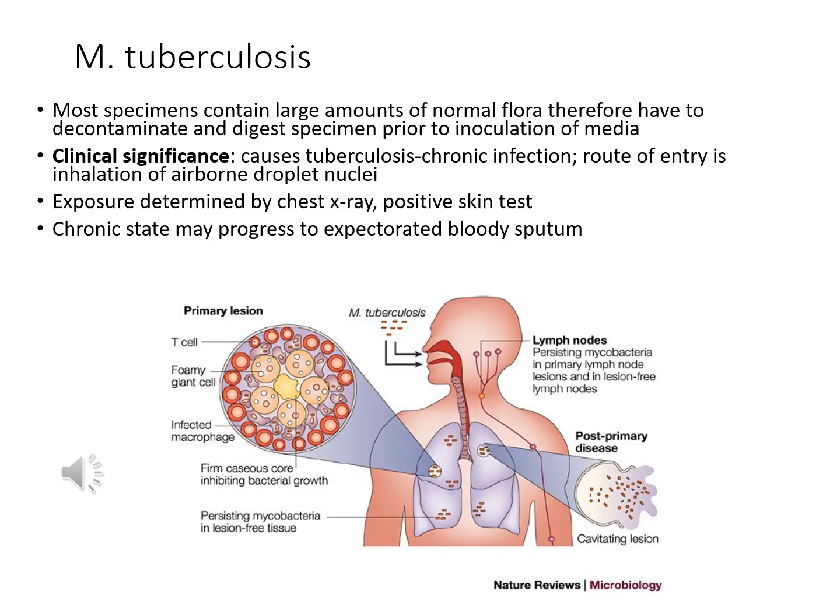Mycobacterium tuberculosis causes tuberculosis, a chronic infection. The route of entry is inhalation of airborne droplet nuclei, so much higher levels of precaution for not creating an aerosol as you work are needed. Exposure is determined by chest x-ray, and lots of times they'll use a positive skin test as well. A chronic state may progress to an expectorated bloody sputum. So if they've had it for a while, the sputum that you get may actually be bloody.